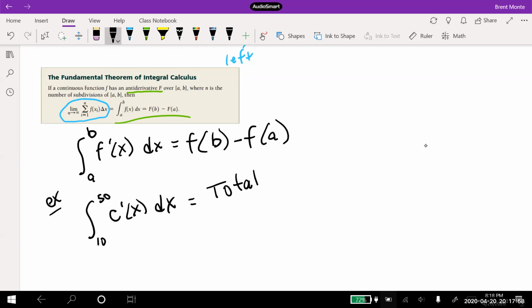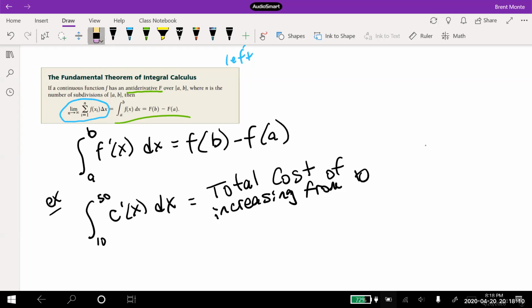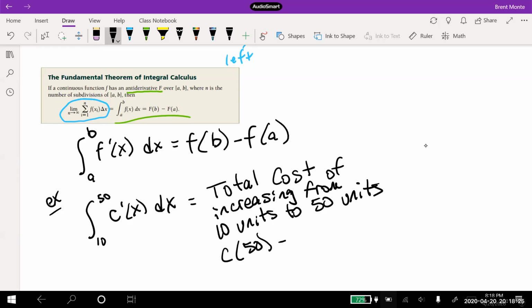So this is going to represent the total cost of increasing from 10 units to 50 units. And we all know how we would do that in general. In general, we'd say, okay, what's the cost of 50 units minus the cost of 10 units? And that difference is going to be the change in the cost, or the cost for those 40 units.